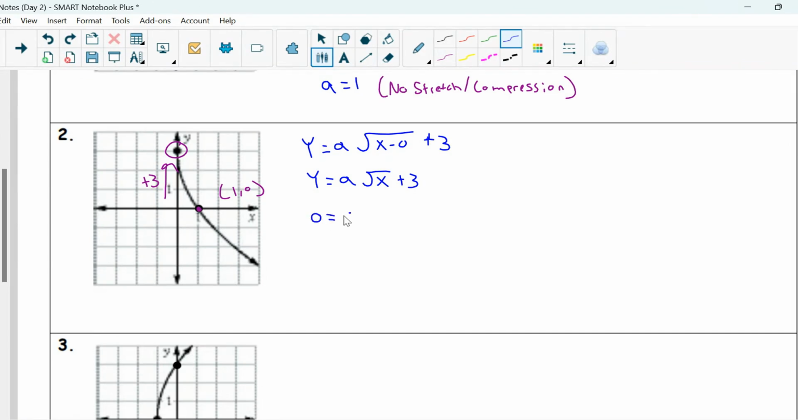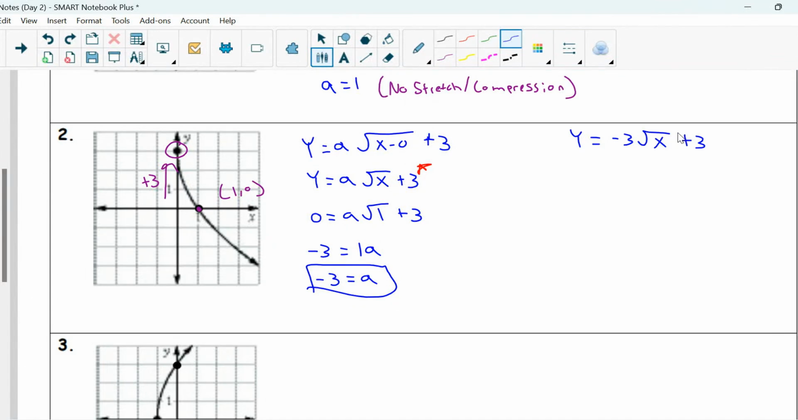So I've got 0 equals a times the square root of 1, plus 3. The square root of 1 is just 1. So I'm going to subtract 3 to the other side. Negative 3 equals 1a, which ultimately just means negative 3 equals a. Now I'm going to take my form right here, and substitute negative 3 in for a. So my final function for this is going to be y equals negative 3 times the square root of x plus 3.